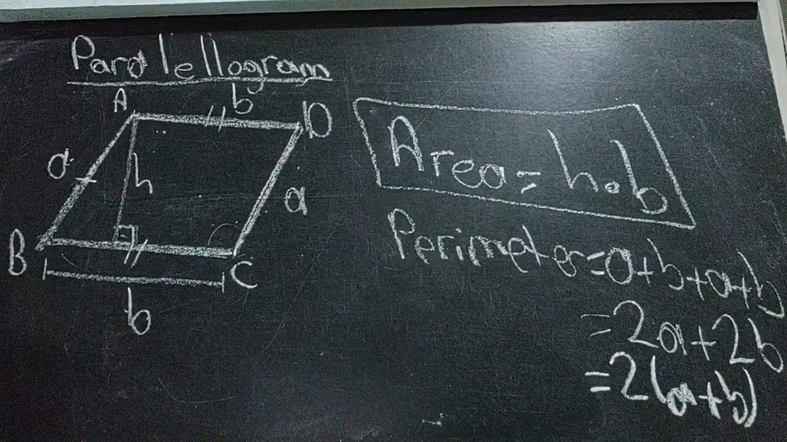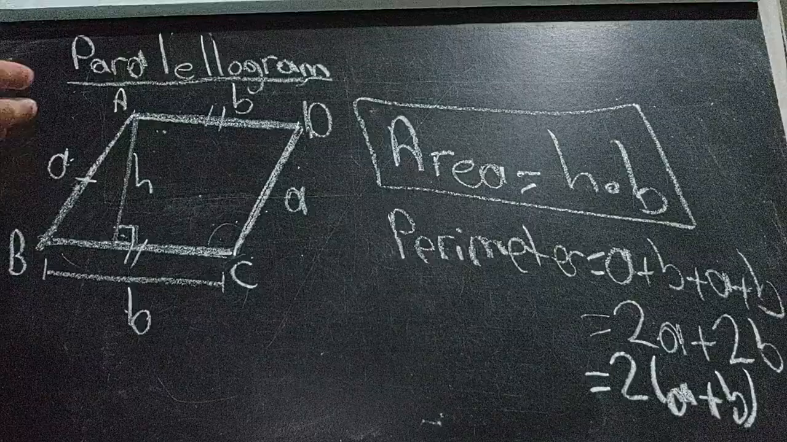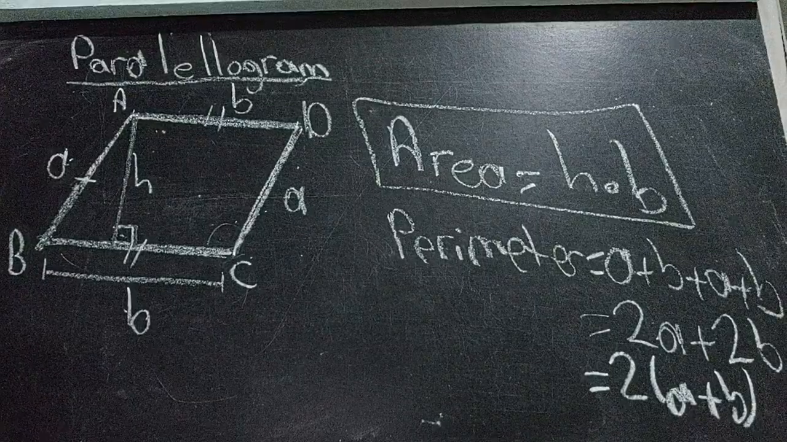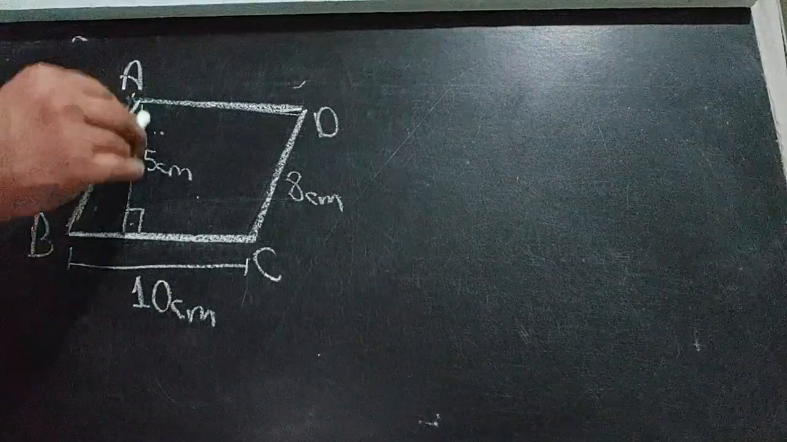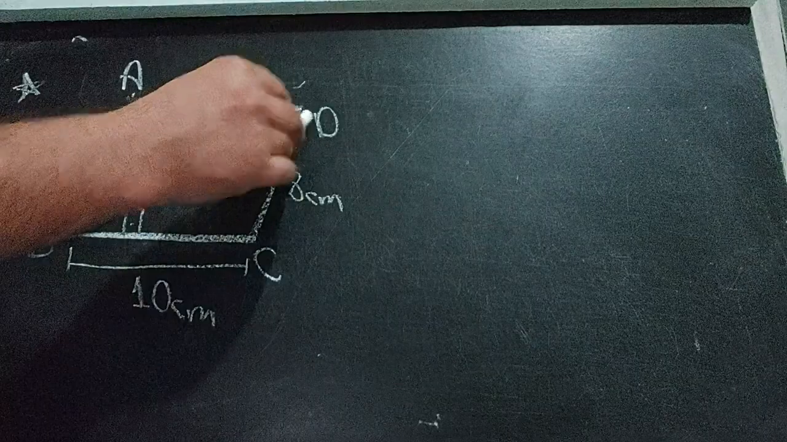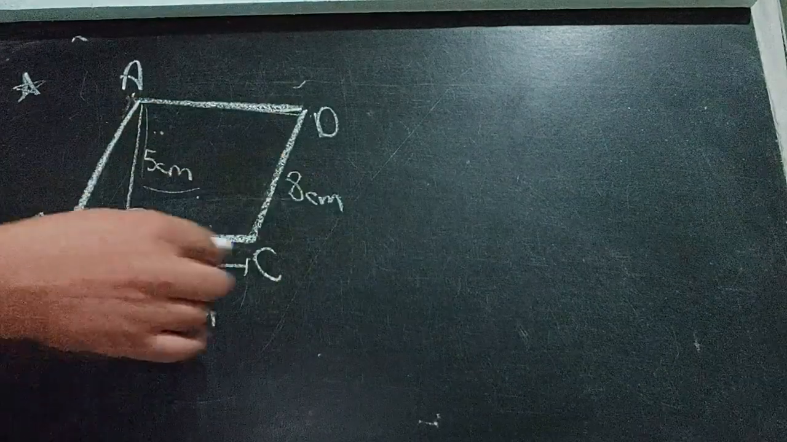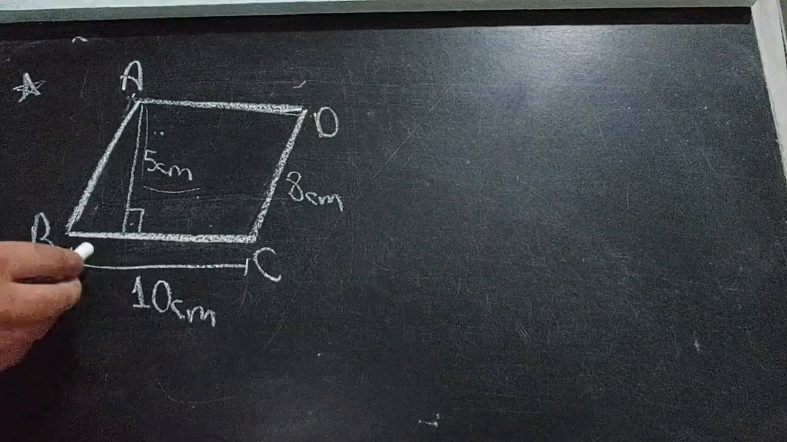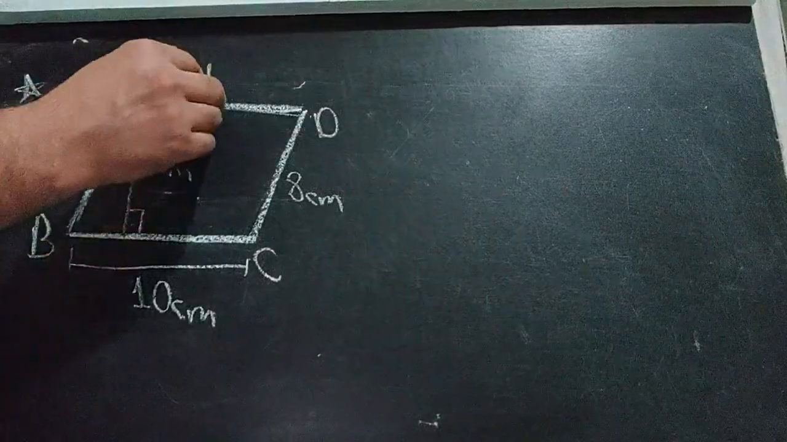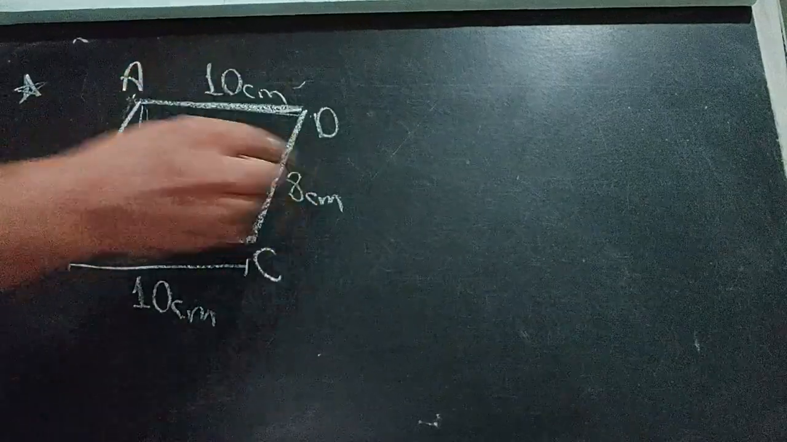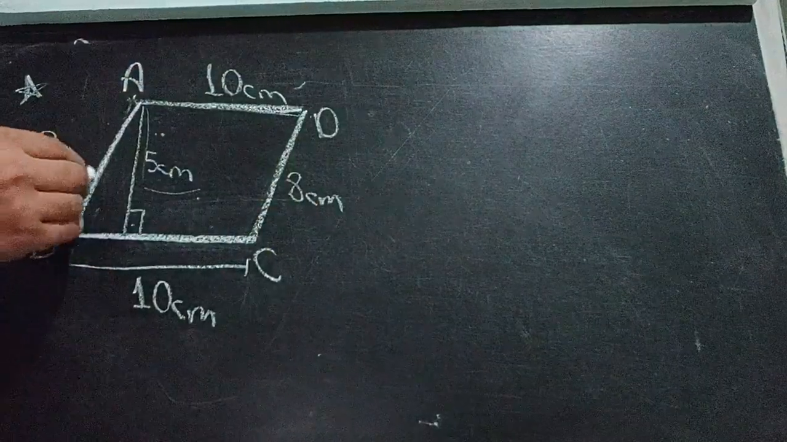So now let's see how the questions come to us about parallelogram. So the question is, ABCD is a parallelogram. Height is 5 centimeter, DC is 8 centimeter, BC is 10 centimeter. What is the area and perimeter of the parallelogram? So if this one is 10, this will be 10, and this will be 8 centimeter.